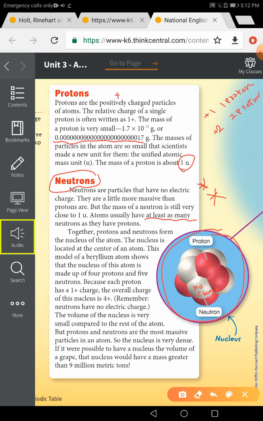The nucleus is located at the center of the atom. So the center of the atom is what? The nucleus at the center. Okay, this model of a beryllium atom shows the nucleus of the atom made up of 4 protons. 1, 2, 3, 4. We have 4 protons or 4 positive, right? Okay, and 5 neutrons.